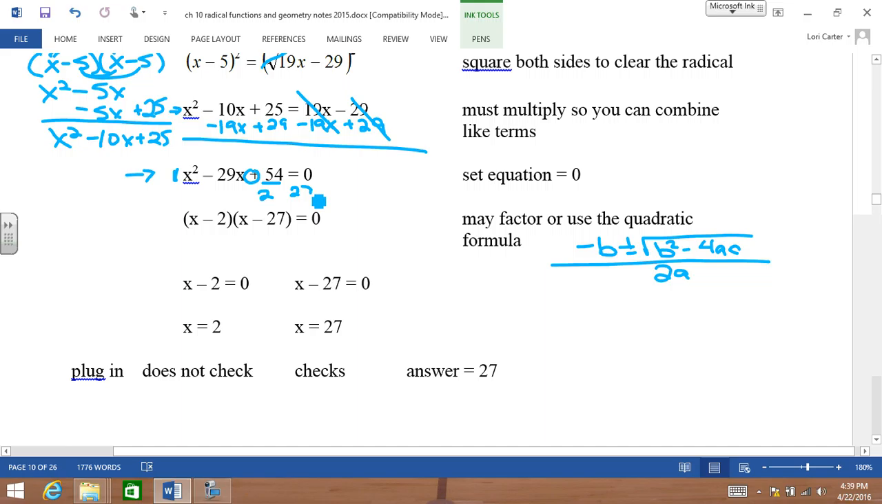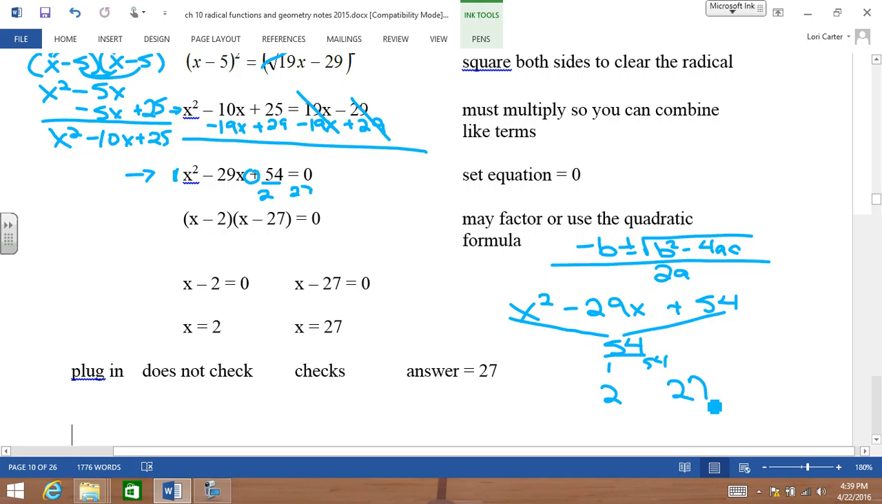Or, if you don't remember that one, you can do the long way, or the funnel method, which is x squared minus 29x plus 54. Multiply the outside terms, and you get 54. Factors of 54 that give you 29, and remember you go through them. Like 1 and 54 doesn't work. 2 and 27 does work. I need them both to be negative, so I can get a negative 29, and they replace the 29x in my equation. So now you've got x squared minus 2x minus 27x plus 54.